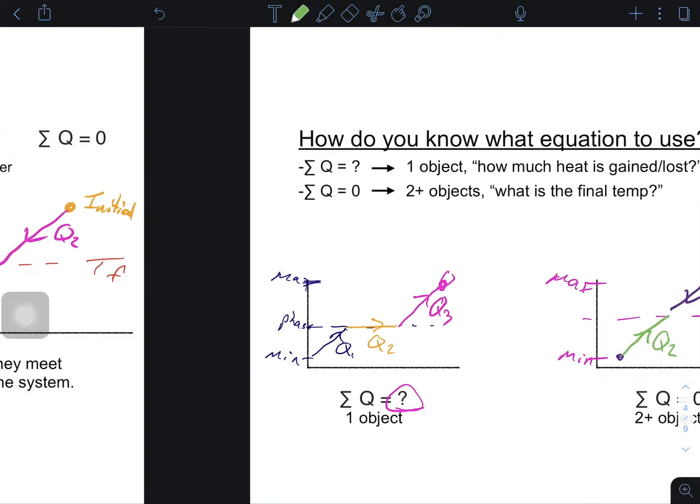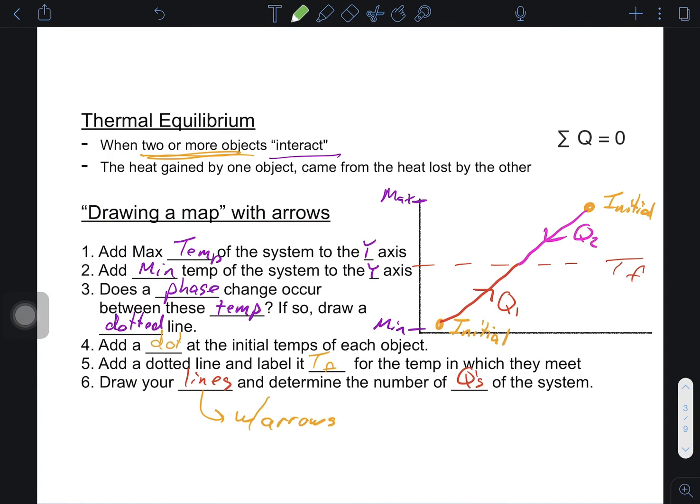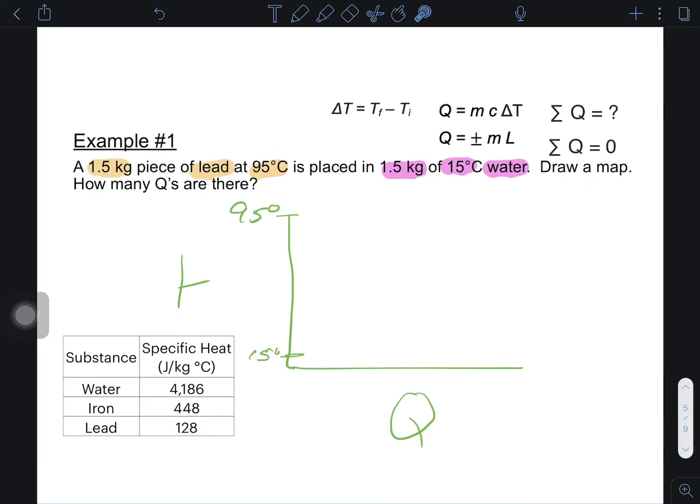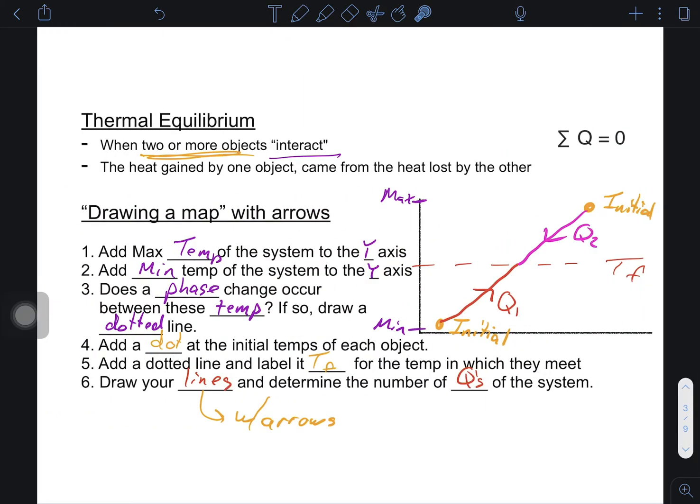So this is all referencing this whole thing, right? We added the maximum temperature, we added the minimum temperature. We're going to ask ourselves, does a phase change occur in between those two? Does a phase change occur of lead or water between 95 degrees and 15 degrees? And the answer is no. It's always going to be no this week. But we should be asking ourselves, is there a phase change? There's no phase change, so we don't have to draw a dotted line.